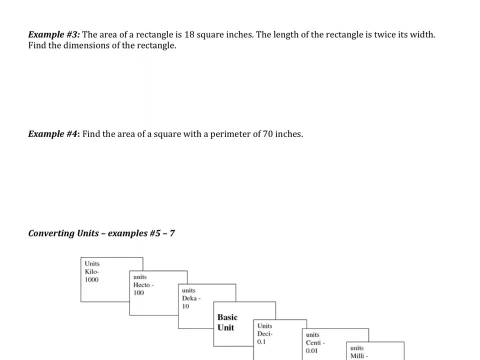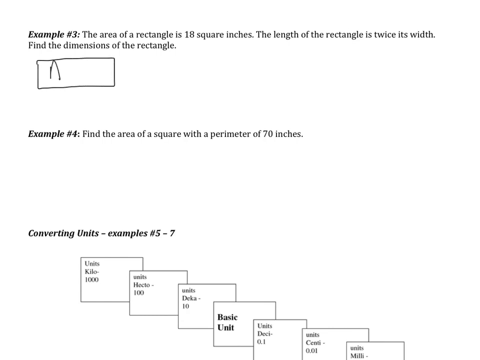Okay, so example 3, it says the area of a rectangle is 18. The length of the rectangle is twice its width. Find the dimensions. So I'm going to do example 3 with you, and you're going to do example 4 on your own. I'm a visual learner, so I need a picture. So I'm going to start example 3 by drawing myself a picture.